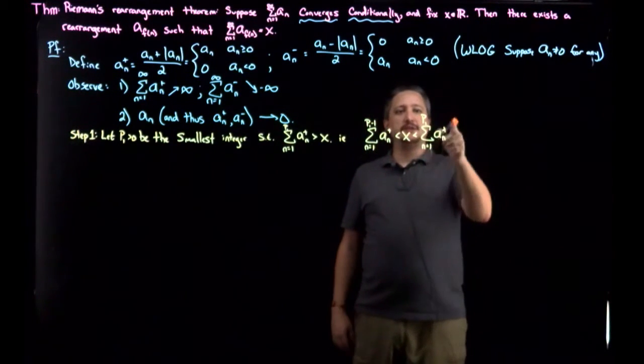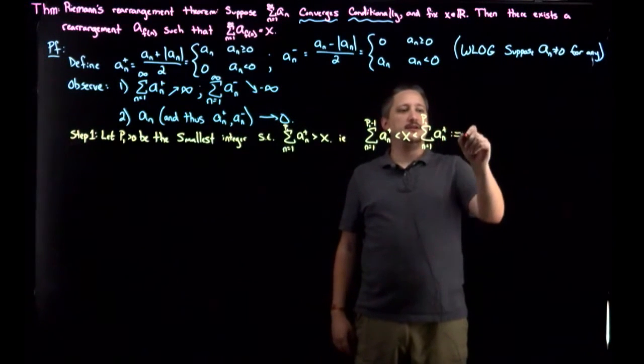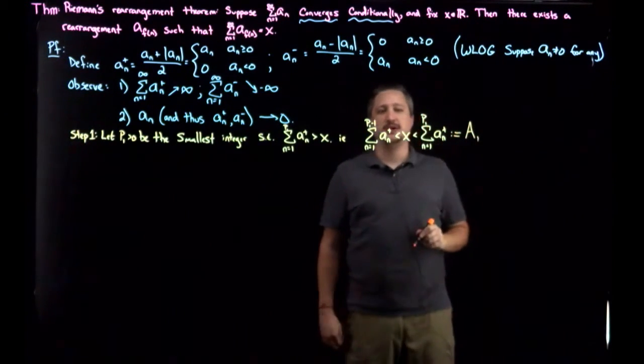Moreover, I'm going to take this thing and I'm going to denote this, so I'm defining it to be A1. And we'll see why I'm going to do that in a little bit.